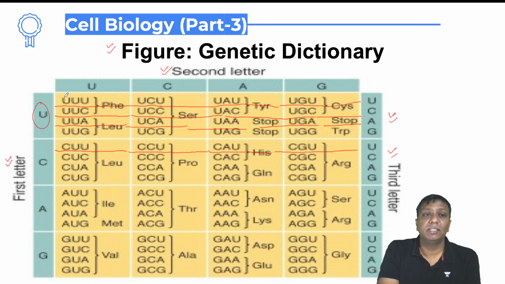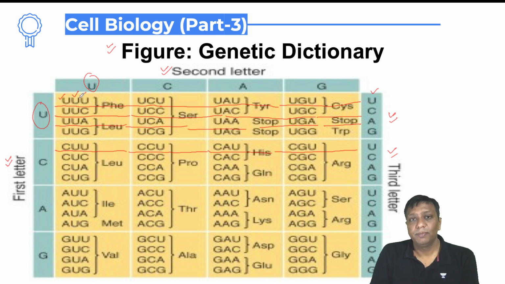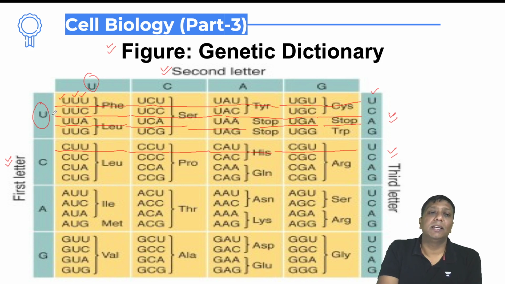See, the first letter is U, here. The second letter is on the upper side, the second U is here, and on the right side the third U is here. This UUU is the first genetic code in the genetic dictionary. Everybody clear? See, another one.